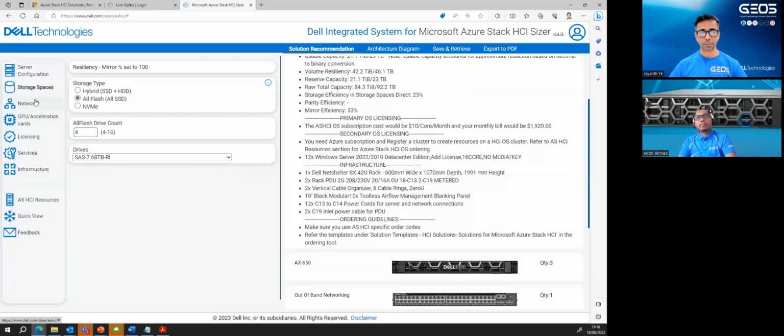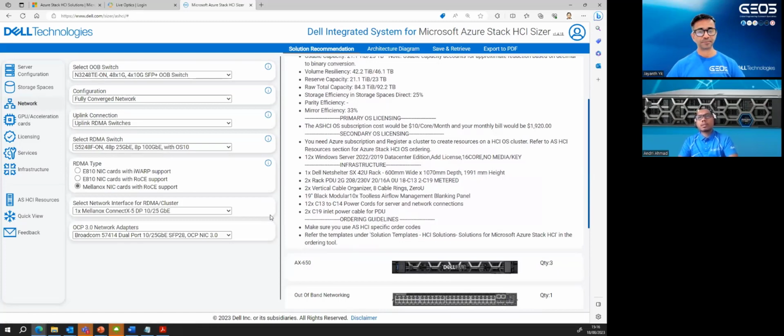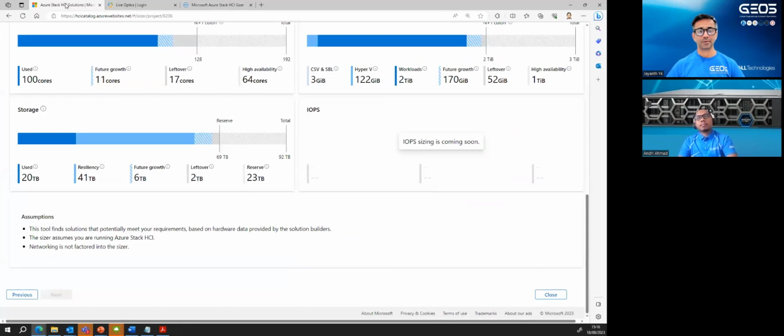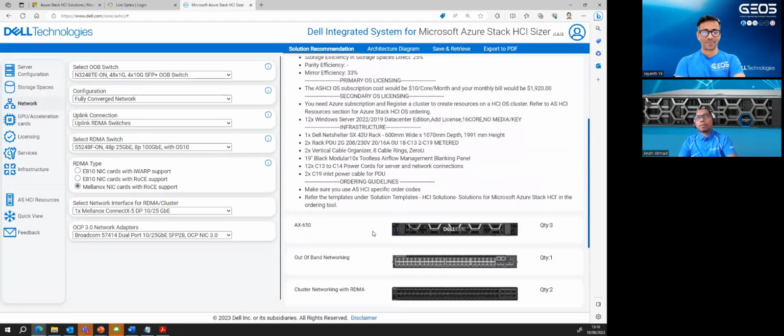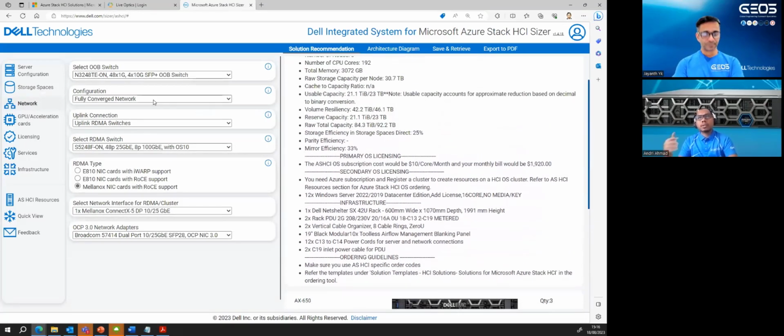So here we have another option in our Sizer, which is not taken care of by the Microsoft Sizer, but it's very crucial as well, right? From the network part, you have to size your network based on, for example, like we talked about, the throughput, how much throughput you want to have, right? In terms of your storage or in terms of your overall VM requirement, right?